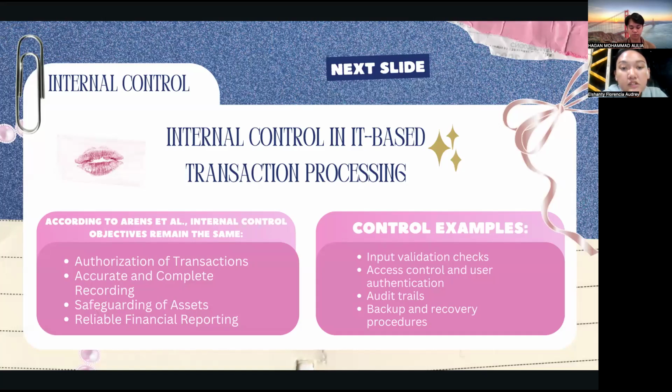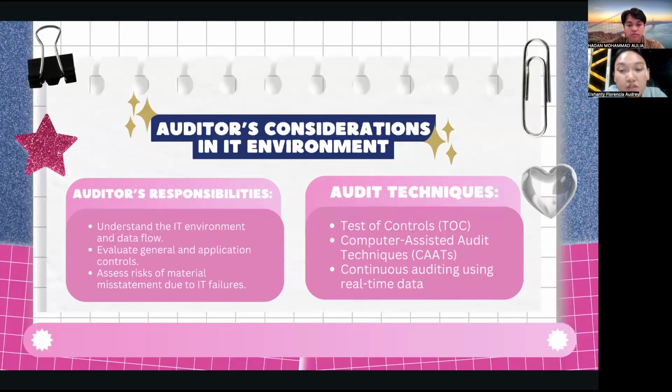We will talk about the internal control in IT-based transaction processing. According to the book by Arens et al., internal control objectives remain the same: authorization of transactions, accurate and complete recording, safeguarding of assets, and reliable financial reporting. Examples of controls are input validation checks, access control, user authentication, audit trails, and the last one is backup and recovery procedures. We can go to the next slide.